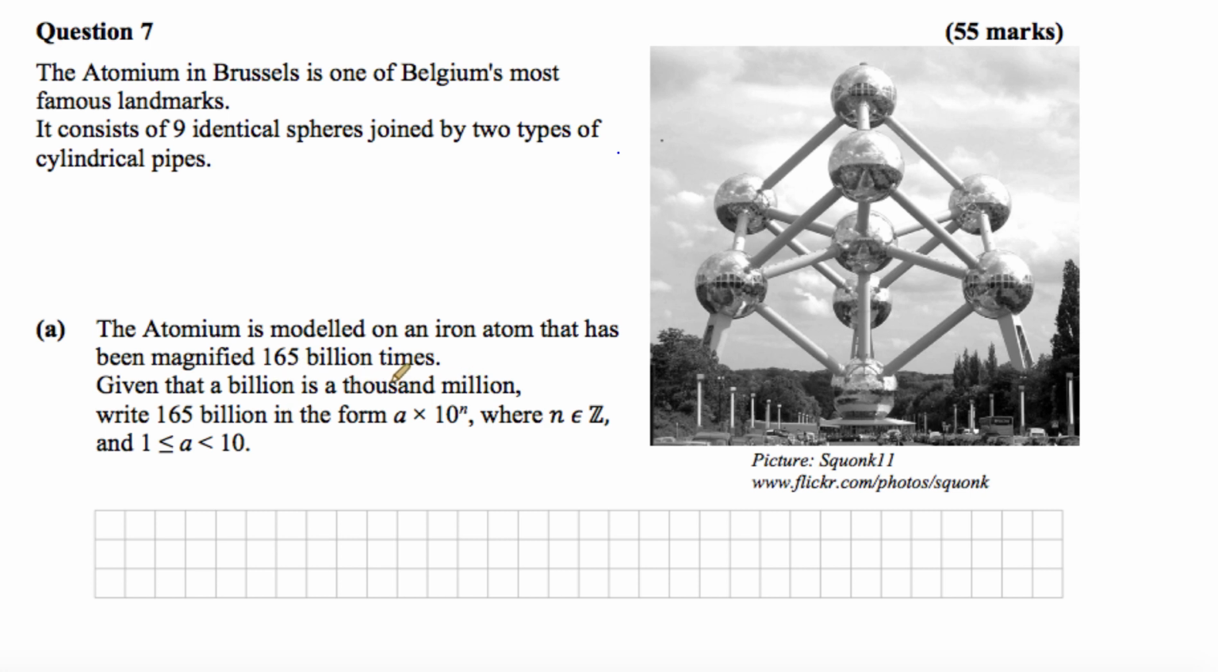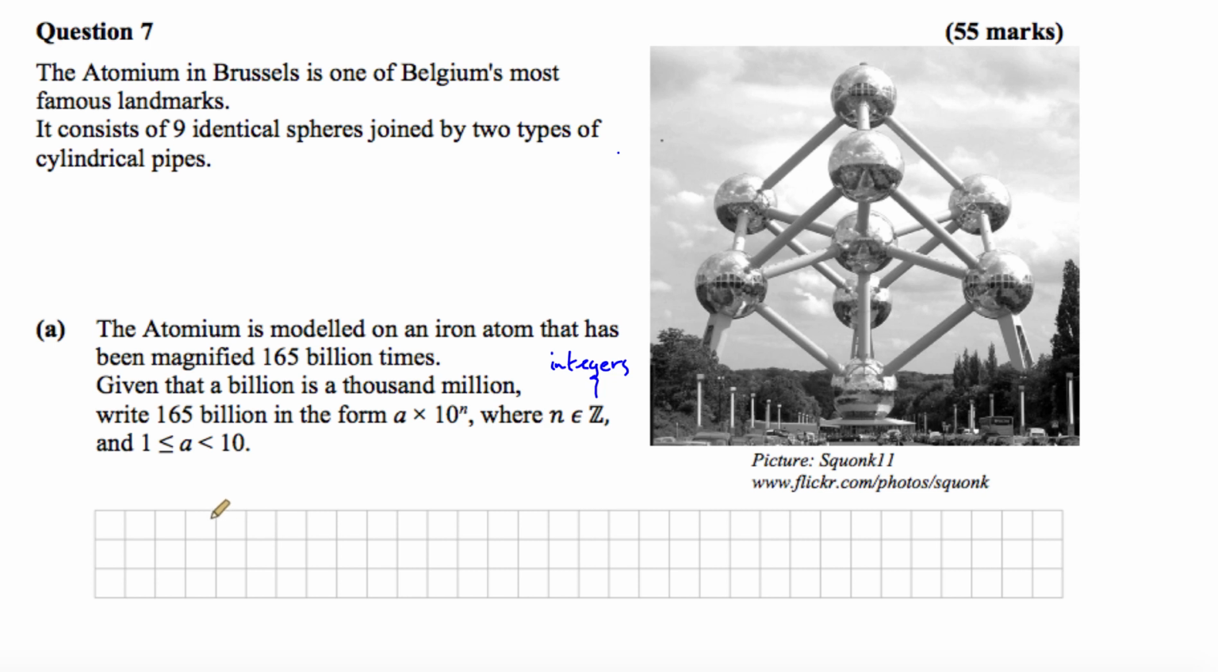Given that a billion is 1,000 million, write 165 billion in the form A multiplied by 10 to the power of n, where n is an element of the Z set, which is the set of integers. You can find that in your tables book, the Z set. And A is greater than or equal to 1 but less than 10, so A is between 1 and 10.